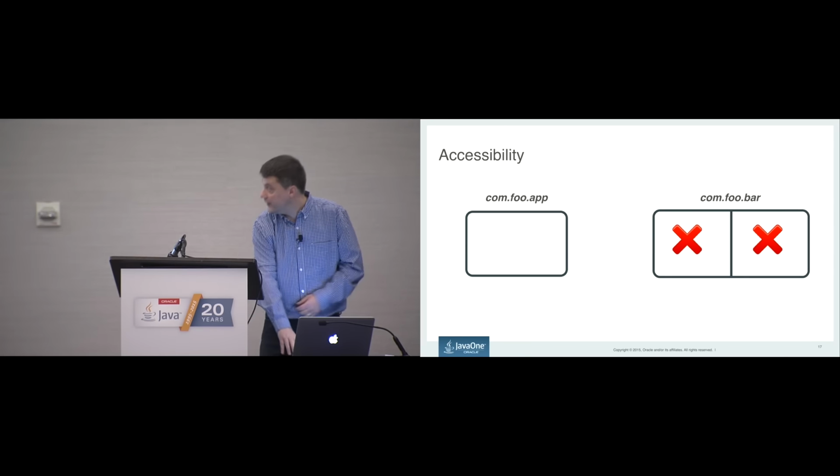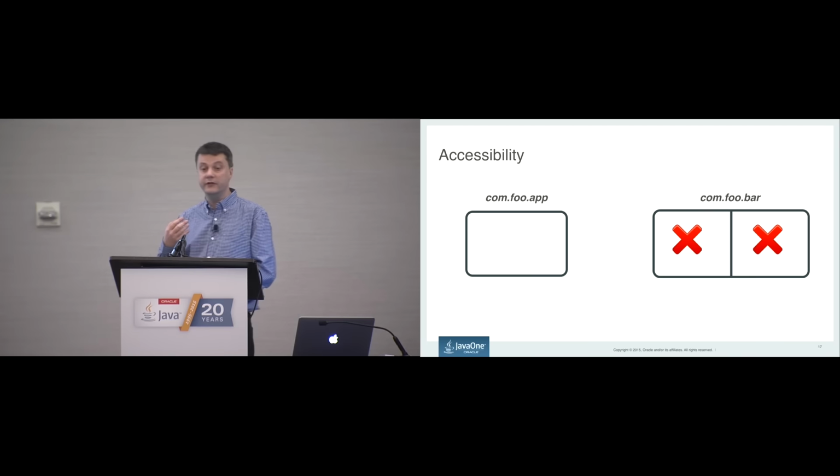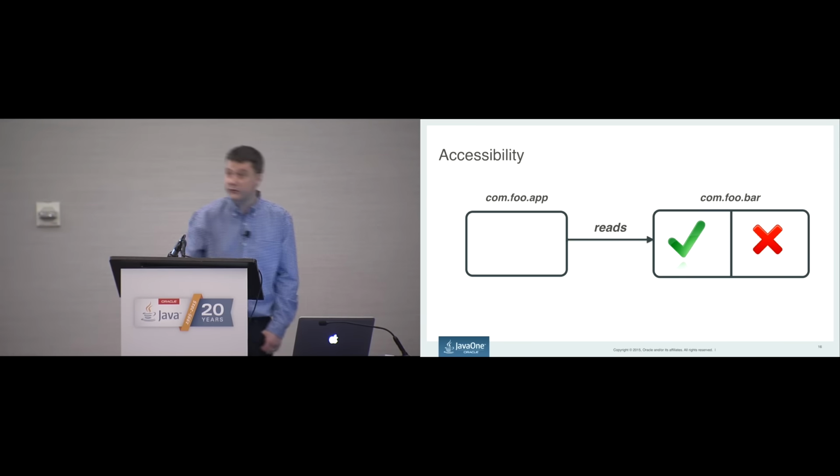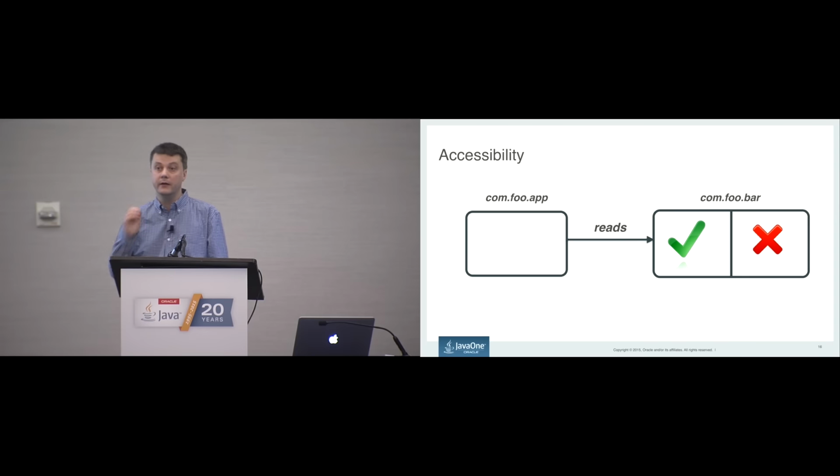Just to enforce that, let us suppose that read edge is removed. Confu app does not read Confu bar. That means that no types within that module are accessible. If I go back and reintroduce the read edge, they're accessible again. So the important thing to understand about accessibility is that a type is accessible if it's in a module that you read and it's also a public type in an exported package. You have to have both together in order for a type to be accessible.